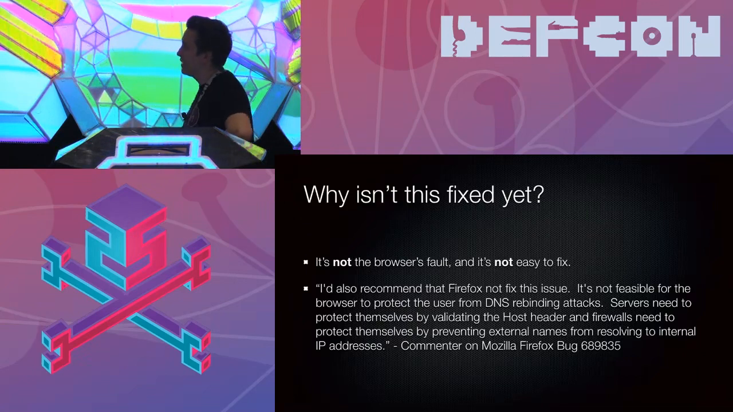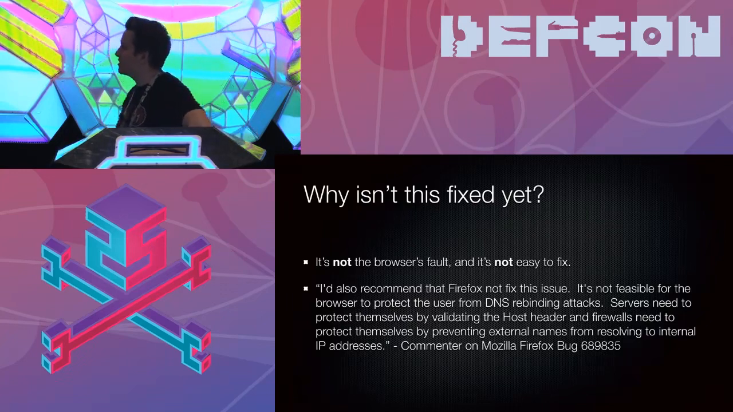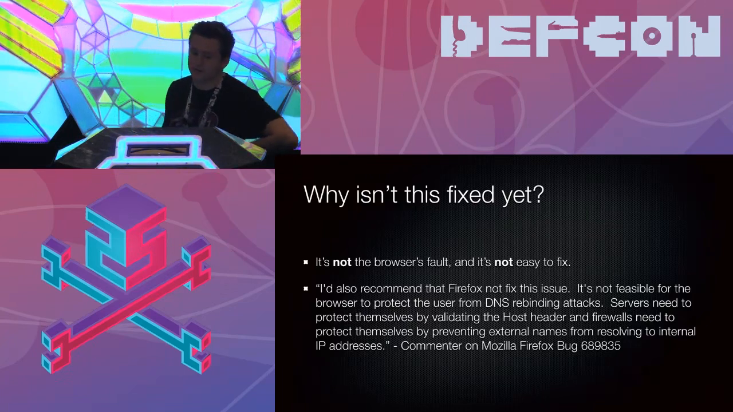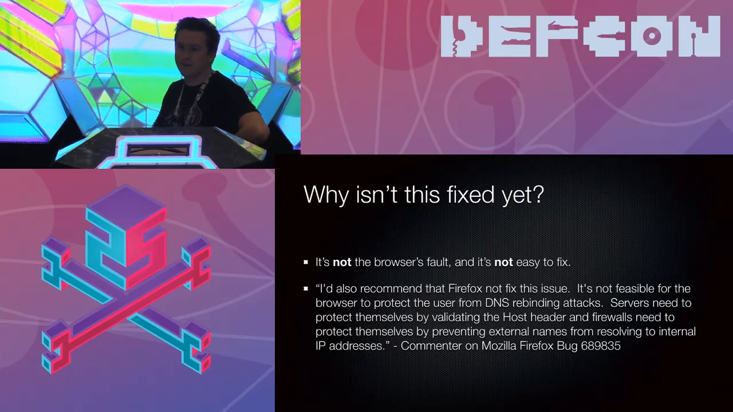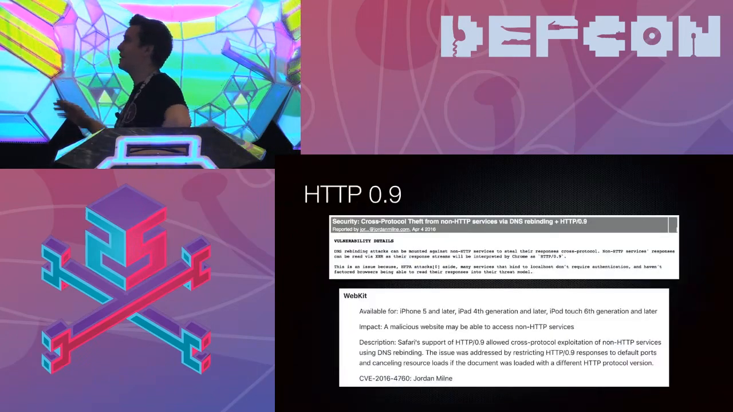It's not feasible for the browser to protect the user from DNS rebinding attacks. Servers need to protect themselves by validating the host header, and firewalls need to protect themselves by preventing external names from resolving to internal IP addresses. Okay, and we're going to talk about those protections in a minute when we show a demo. But there are some things they can fix.